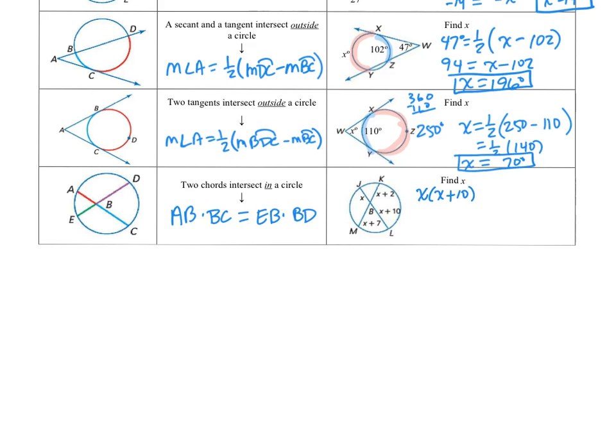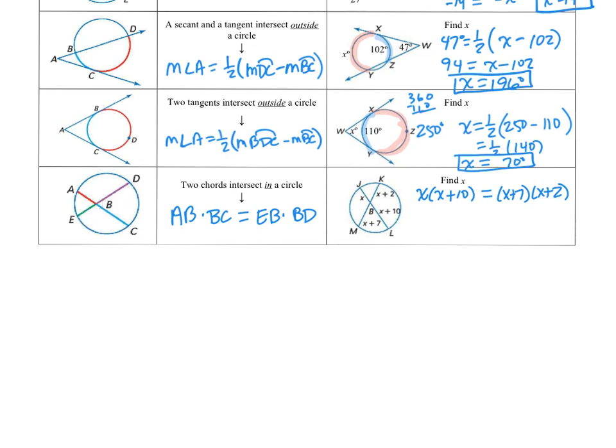So that product is going to be equal to the product of the pieces of the other chord. So those pieces will be x plus 7 and x plus 2. So that's x plus 7 times x plus 2. Okay, so we got a little bit of algebra to do, but the setup was pretty easy. The setup was based on this theorem that says if two chords intersect inside of a circle, then the product of the pieces of one chord will be equal to the product of the pieces of the other chord.